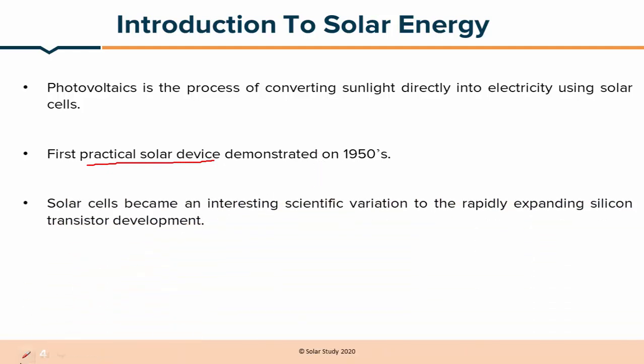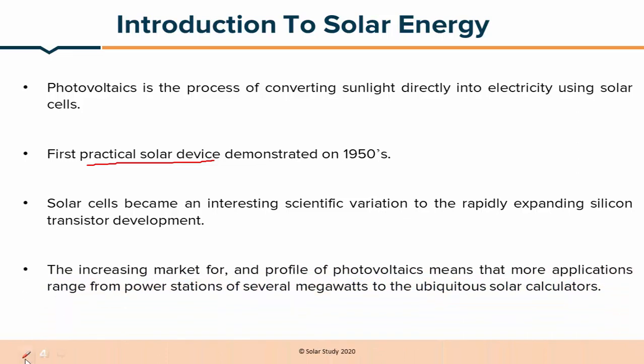But we should know how the solar cell was demonstrated. That is because of the design of the silicon transistor. Before 1950, in 1929, the first silicon-based transistor was designed. You may know about the transistor that was designed by Rontgen and three other engineers. That was the first breakthrough for the solar cell.